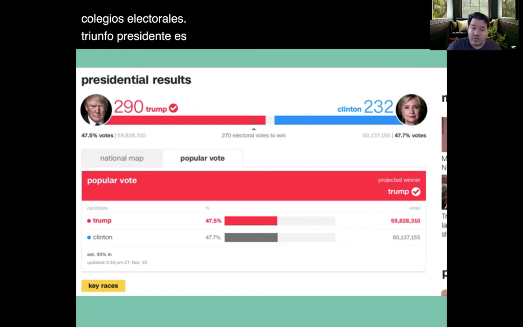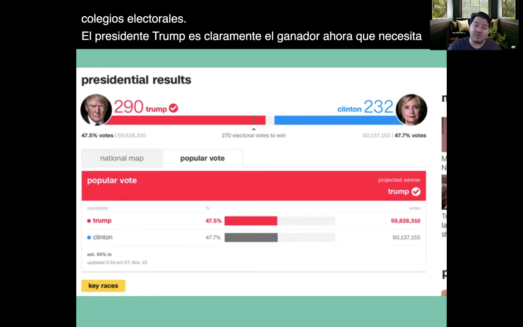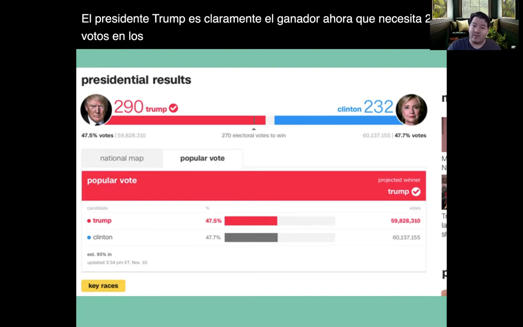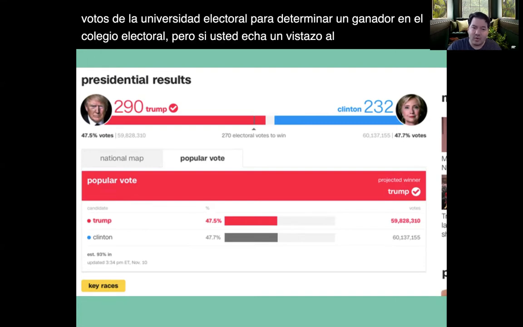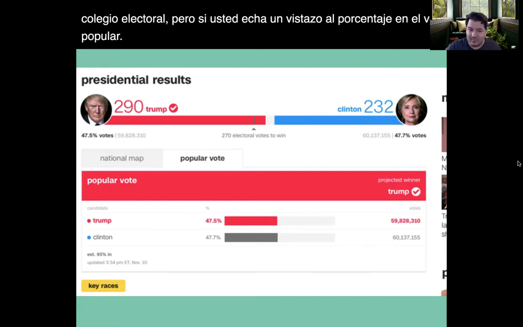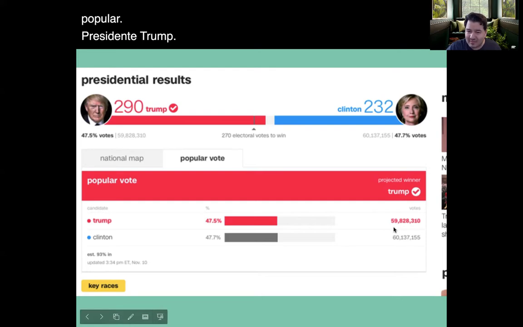Now, you need 270 Electoral College votes to determine a winner in the Electoral College. But if you take a look at the percentage in the popular vote, President Trump receives fewer popular votes than Hillary Clinton.